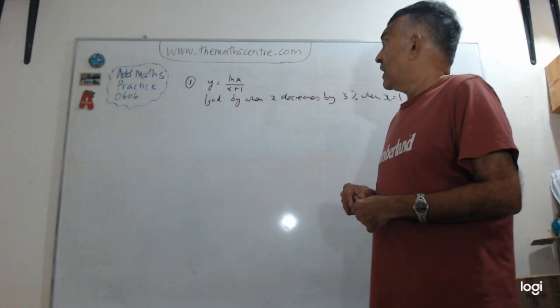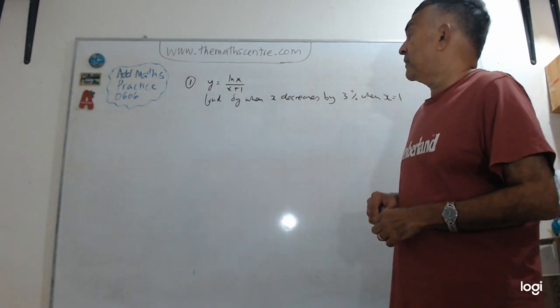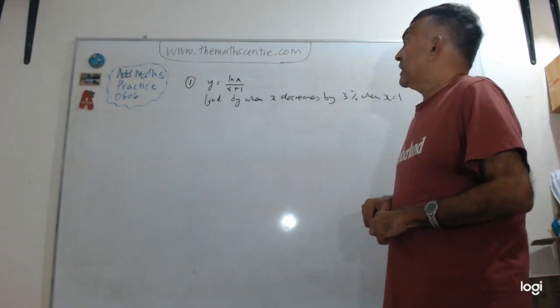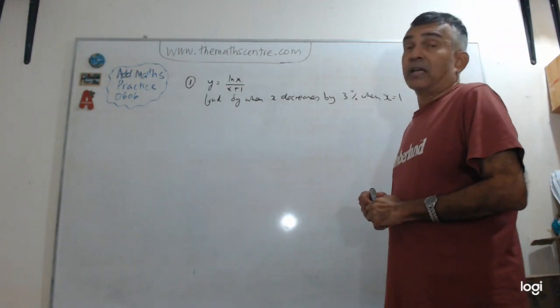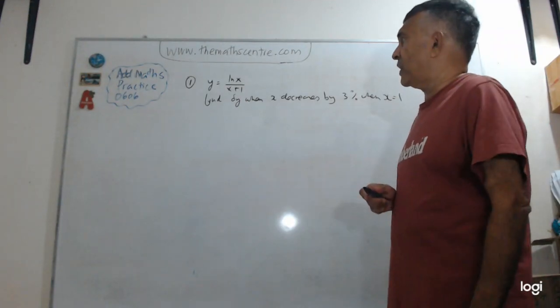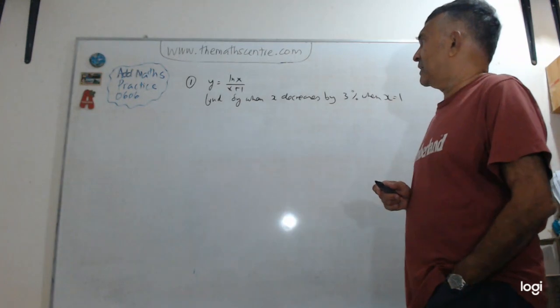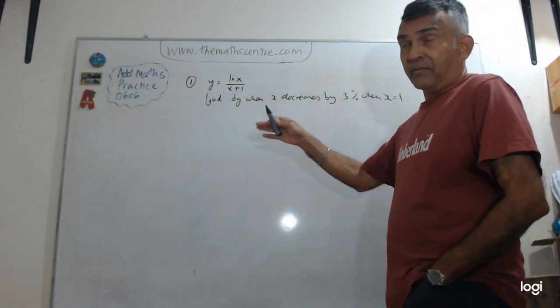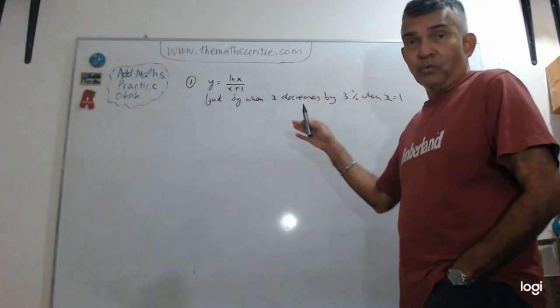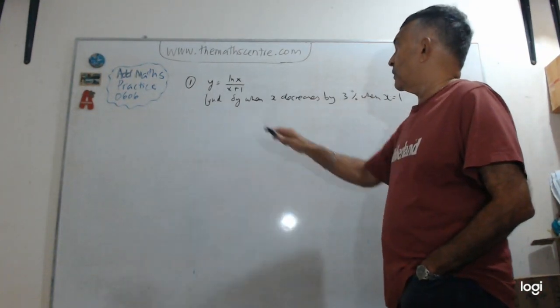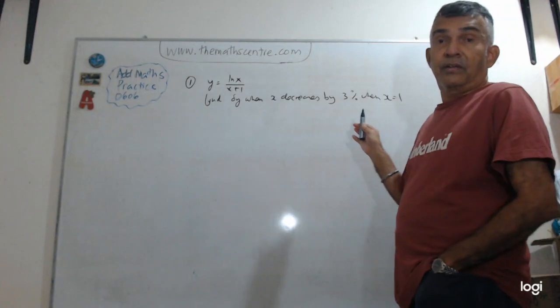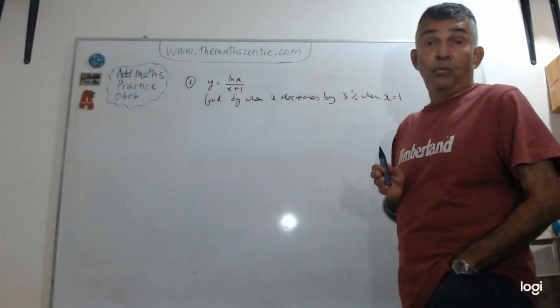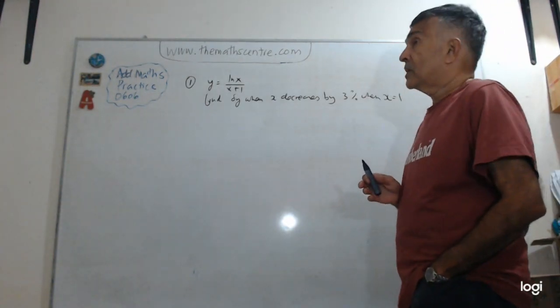Okay, great. Let's look at this problem. y equals ln x over x plus 1. You're asked to find delta y. This is not the way the question first appeared in the problem; I have paraphrased it to suit us. Find delta y when x decreases by 3% when x equals 1.